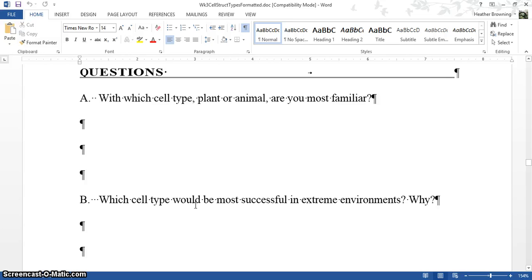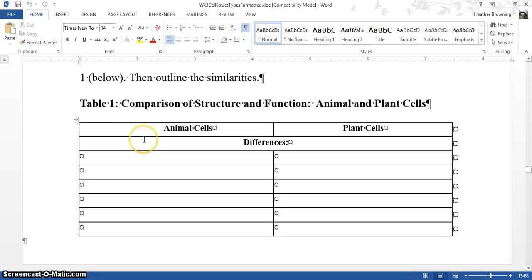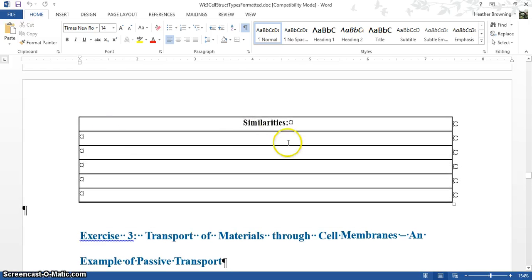You say what you're most familiar with, animal or plant, kind of toss of a coin, right? And then successful in extreme environments, another one you could research or say what you feel. And then we're going to outline the differences between the two. I would probably do something like, the plant has chloroplast, the other has no chloroplast. This one has whatever, that one doesn't. And the similarities, they both have blah blah, kind of thing.